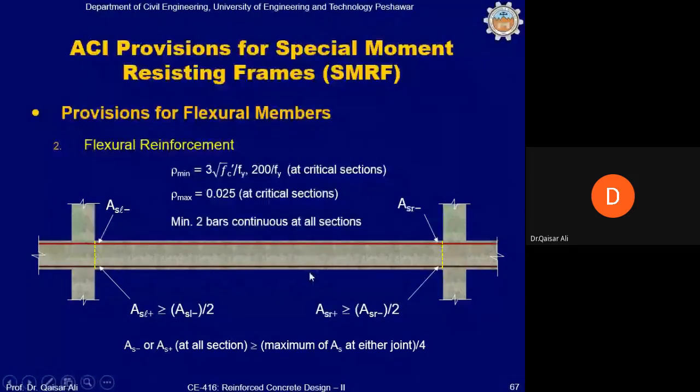at least 2 bars shall run in every part of the beam. And if these bars were 12, then 3 bars shall run everywhere in the beam, as top reinforcement as well as bottom reinforcement at all sections, whether it is mid span or end sections. End sections or mid sections, everywhere 25% of the maximum reinforcement shall be provided. Okay, this is another requirement.